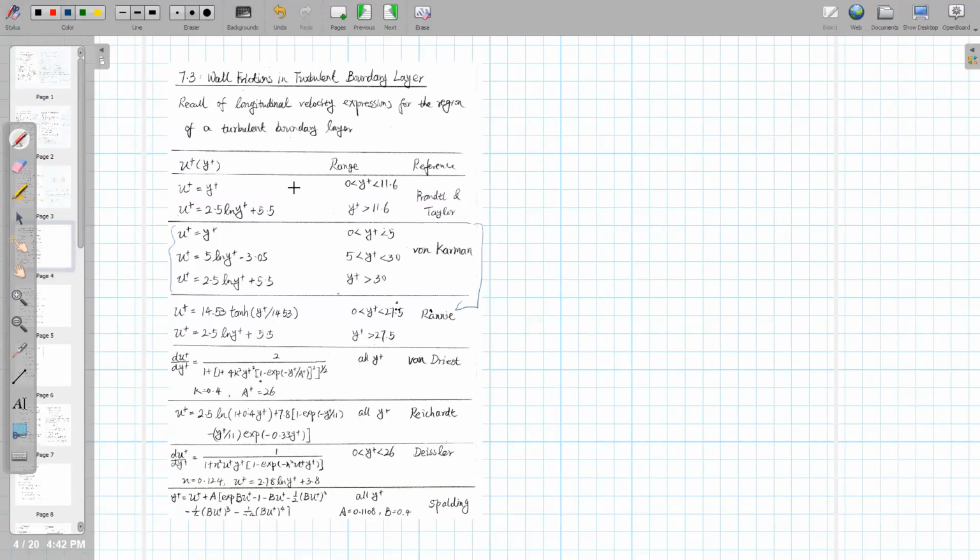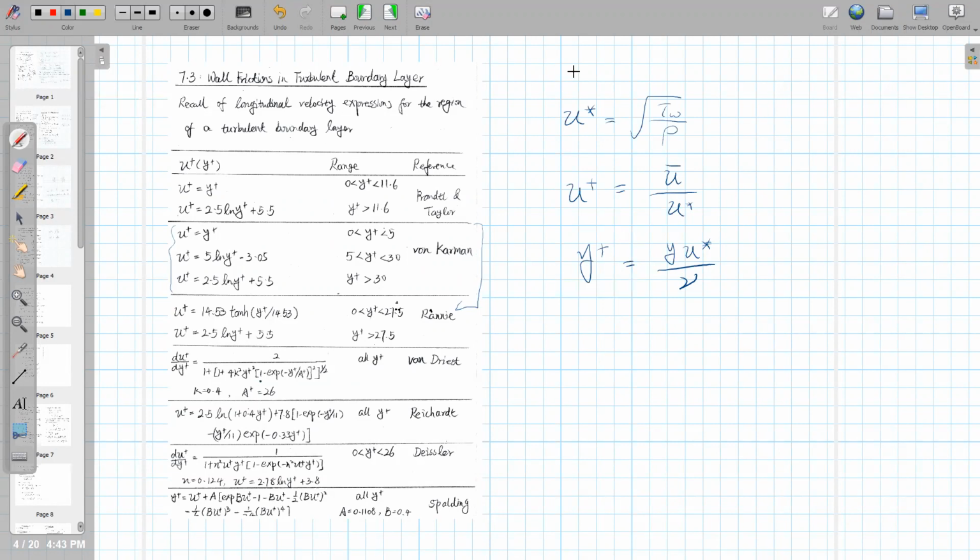Because of this velocity profile. Let's recall what u plus and y plus mean. First we define a friction velocity u star, equal to the square root of tau_w divided by rho, where tau_w is the wall shear stress. Then we define u plus equal to u bar over u star, a non-dimensional value, and y plus equal to y times u star divided by nu, the kinematic viscosity.